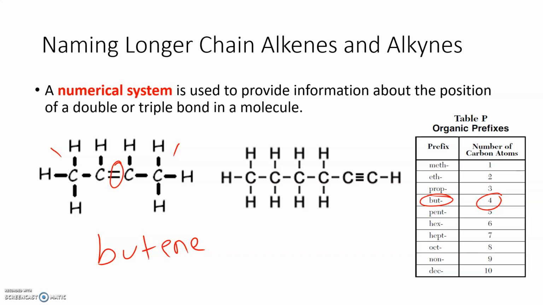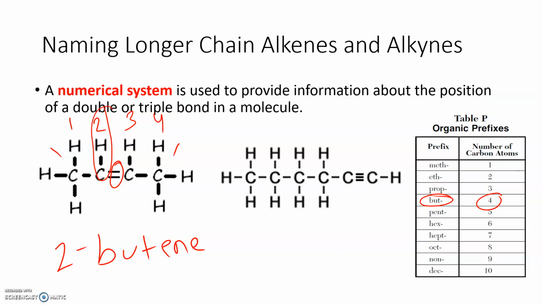I'll go left to right, but again, we could go the other way. In this case, it doesn't matter. This can be carbon 1, 2, 3, and 4. The double bond starts on carbon number 2 and connects it to carbon number 3. So I would name this molecule 2-butene, which would tell people that the double bond is mid-chain. It's starting on the second carbon in the chain.